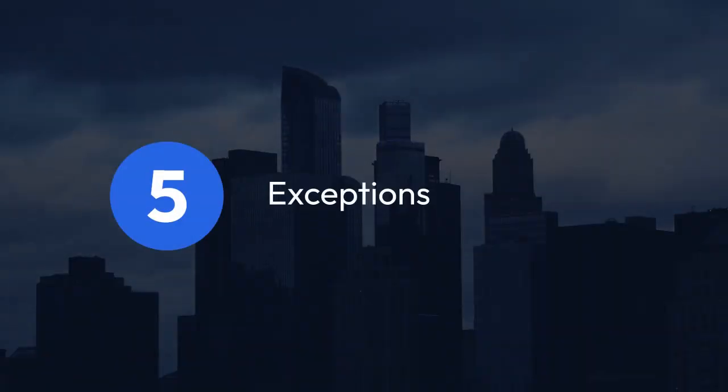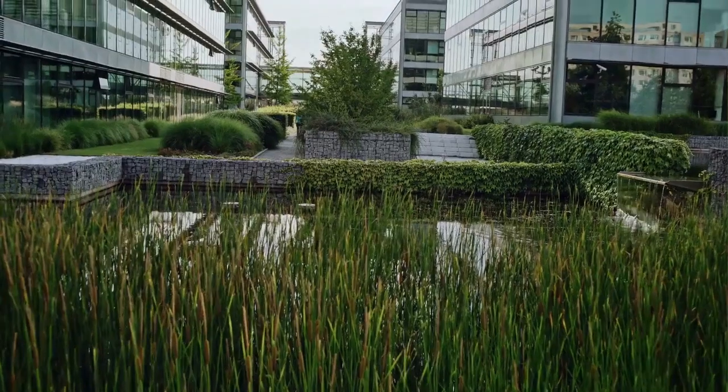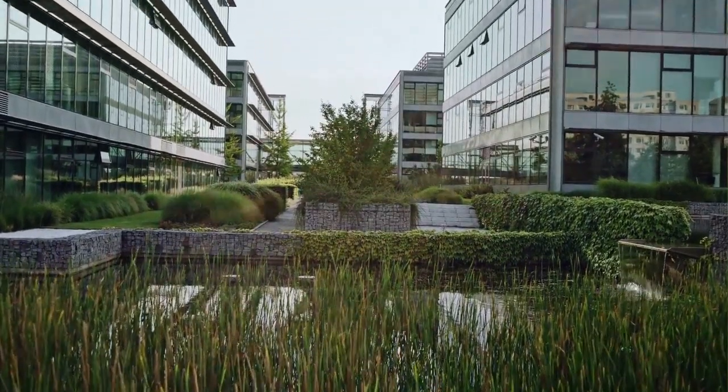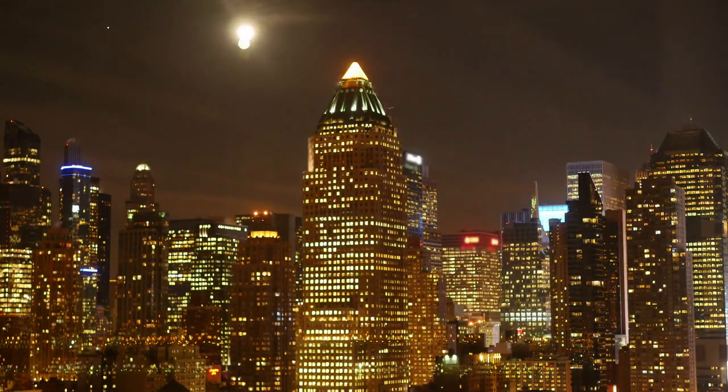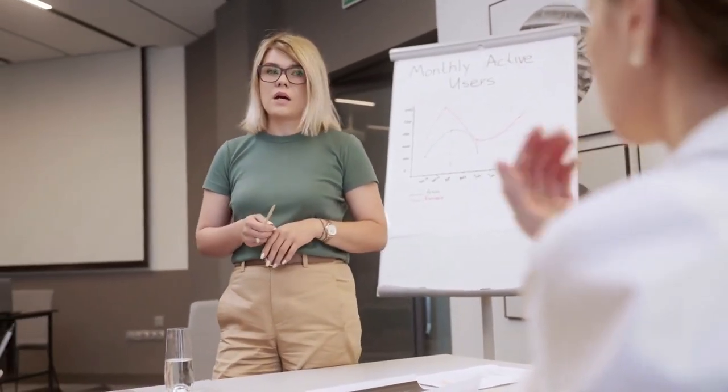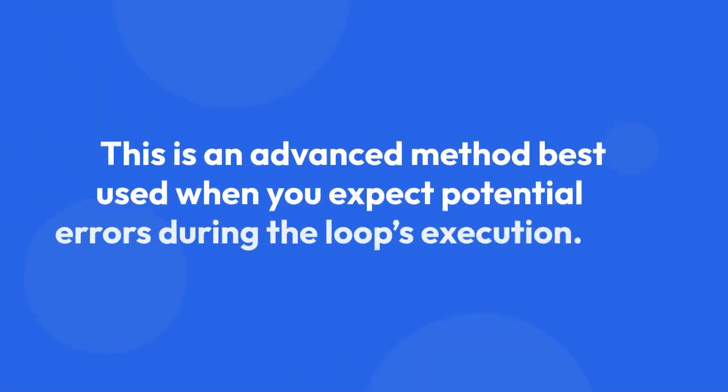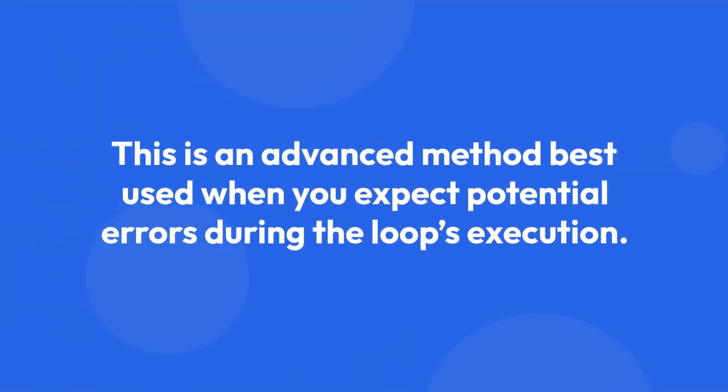5. Exceptions. Advanced. For more complex scenarios, you might use exceptions. If an error occurs within the loop, you can handle it with a try-except block, allowing you to gracefully exit the loop and potentially handle the error in a specific way. This is an advanced method best used when you expect potential errors during the loop's execution.